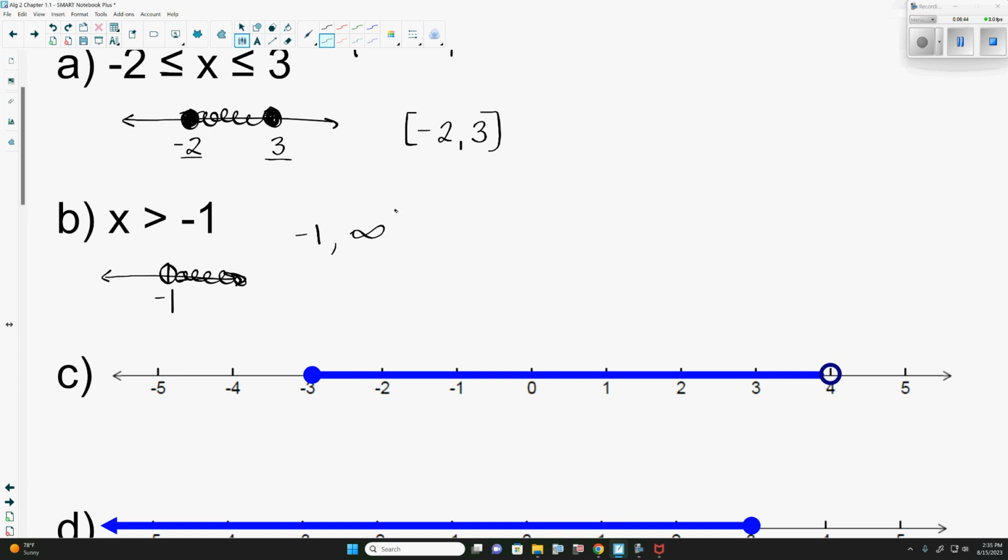And the infinity would be... oh, I got it opposite. Parentheses. Infinity and negative infinity will always be parentheses, mainly because we can never actually get to infinity. So if infinity or negative infinity is ever included in interval notation, it will always have a parenthesis. Any questions on A or B?